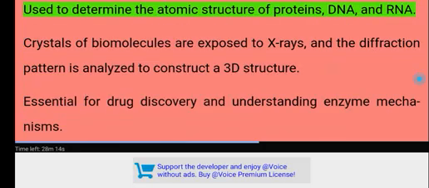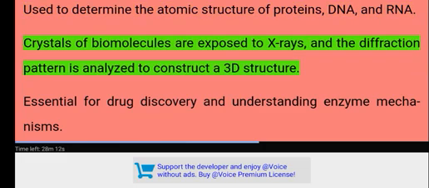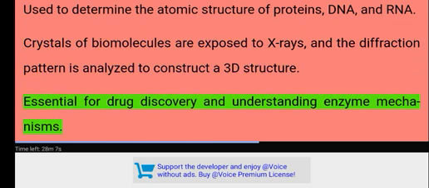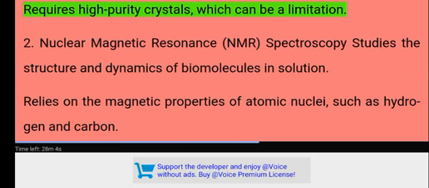X-ray crystallography. Used to determine the atomic structure of proteins, DNA, and RNA. Crystals of biomolecules are exposed to X-rays, and the diffraction pattern is analyzed to construct a 3D structure. Essential for drug discovery and understanding enzyme mechanisms. Requires high-purity crystals, which can be a limitation.